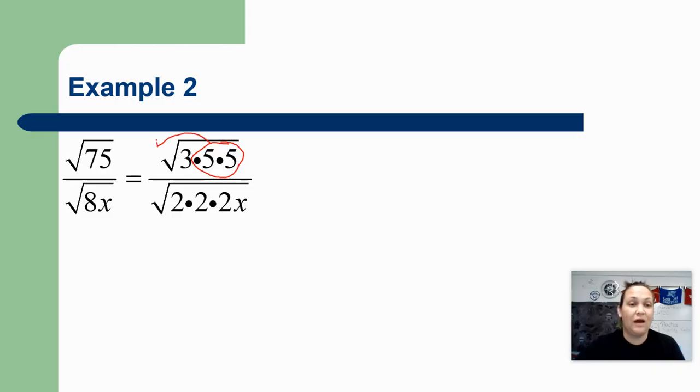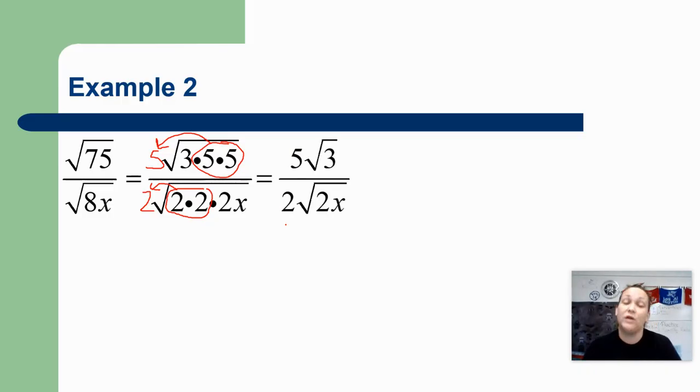The 5 who gets out, he goes in front of the radical on top of the fraction bar. And then I have a pair of 2s down here. And then the 2 that gets out, it goes in front of the radical, but it does stay on the bottom of the fraction bar. So just make sure that your numbers are staying on the side of the fraction bar where they were originally. Now the 3 on the top and the 2x on the bottom, those do not have any more pairs, so those will need to stay inside. So now we have this.